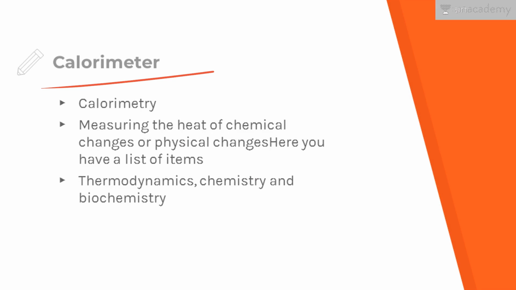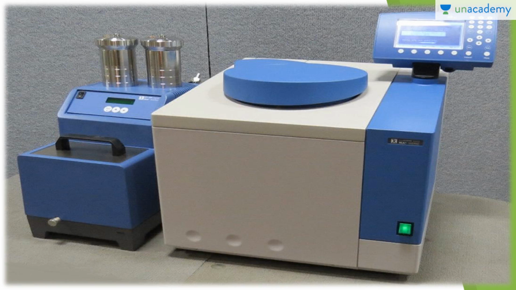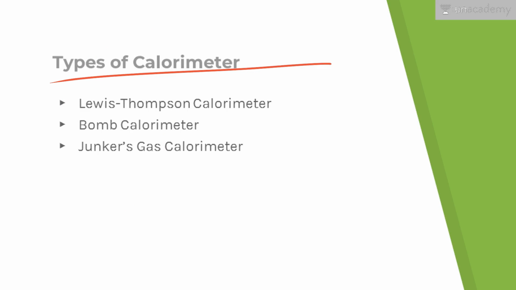Basically, calorimeter. Calorimeter is the instrument which is based on the principle of calorimetry. Calorimetry is defined as measuring the heat of chemical changes or physical changes. The uses of calorimeter are in sectors such as thermodynamics, chemistry and biochemistry. You can see here the image representation of a calorimeter, how a calorimeter actually looks. There are three types of calorimeter, namely the Lewis-Thompson calorimeter, the bomb calorimeter and the Junkers gas calorimeter.